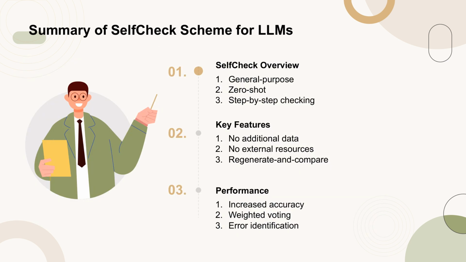The SelfCheck scheme introduced in this paper is a general-purpose, zero-shot, step-by-step checking method for large language models, LLMs. Unlike previous methods, SelfCheck does not require any additional data or external resources. Instead, it uses the LLM itself to identify errors in its reasoning through a novel regenerate and compare approach. By leveraging the results of this checking to perform weighted voting over different solutions, the scheme is able to significantly increase the final predictive accuracy of the LLM. This approach not only enhances error identification but also improves the overall performance of the model.